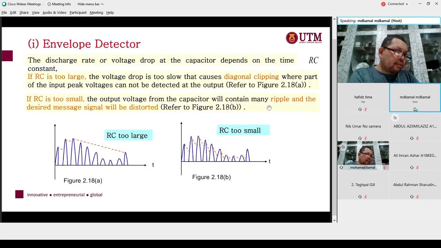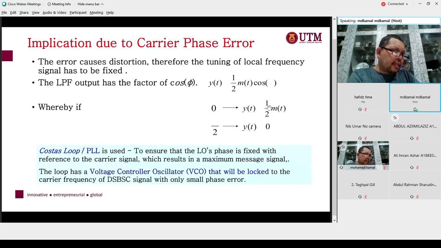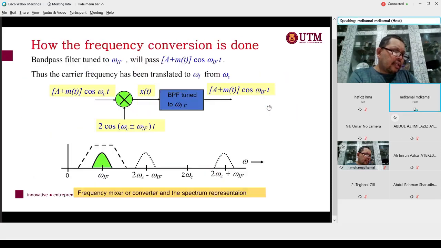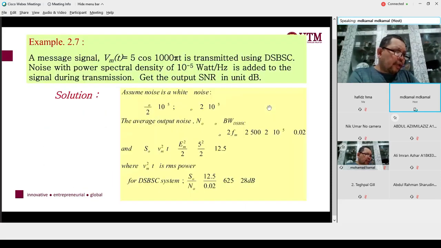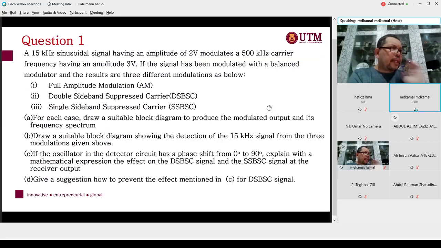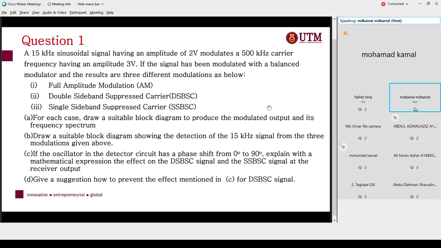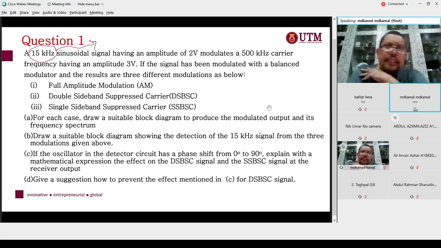Maybe I can have a look at some questions here. This one also I'm not doing all, only some. So if you have notes here, for example, just this question from my notes. Can you see question 1 here? 15 kilohertz. If you talk about 15 kilohertz, what is this frequency actually? Is it a carrier or the modulating signal or what?